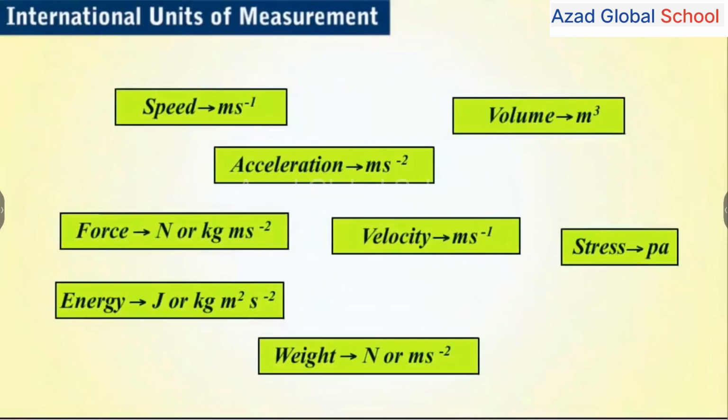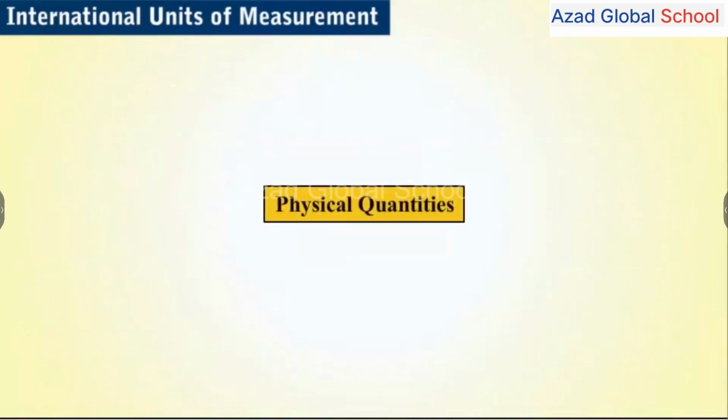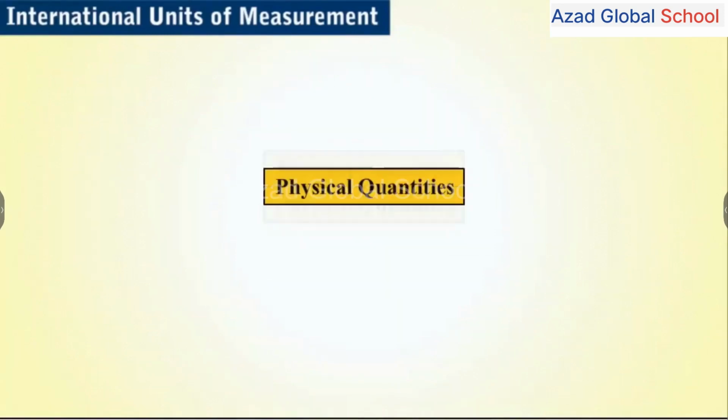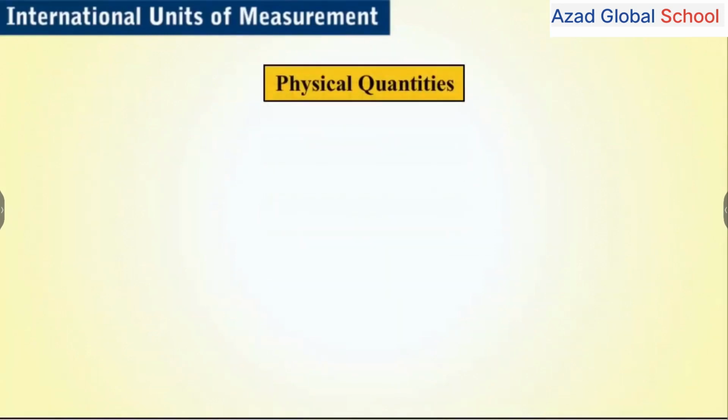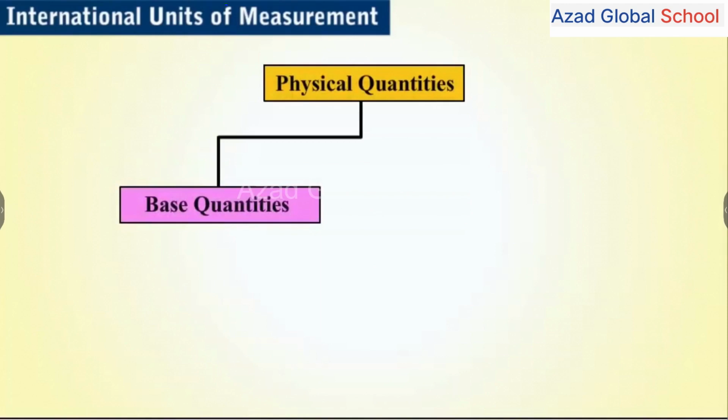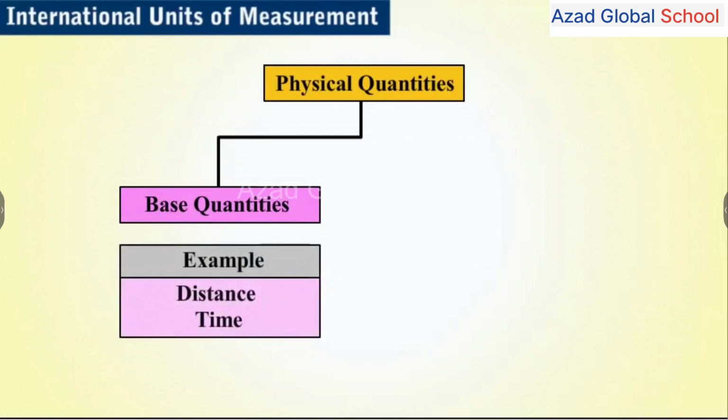In physics, we deal with many physical quantities and their units. However, very few basic units are required to express these physical quantities. Most physical quantities are expressed in terms of some base quantities. These base quantities are referred to as fundamental quantities. For example, distance, which is a measure of length, is a fundamental quantity. It's the same with time.